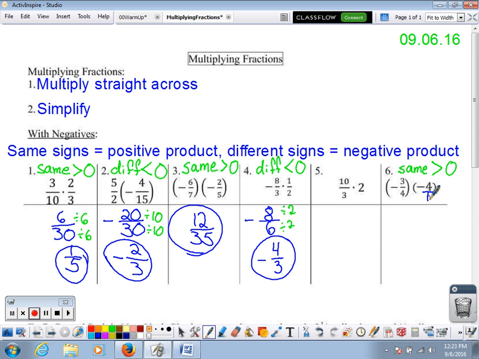All right, now let's multiply these. Mara, let's multiply. Well, how do we multiply fractions? Multiply straight across. So let's multiply straight across here. Okay, which gives us? Very good. Now keep in mind we said that they have the same sign, so our product's going to be positive. Now I have 12/4, but we need to reduce.